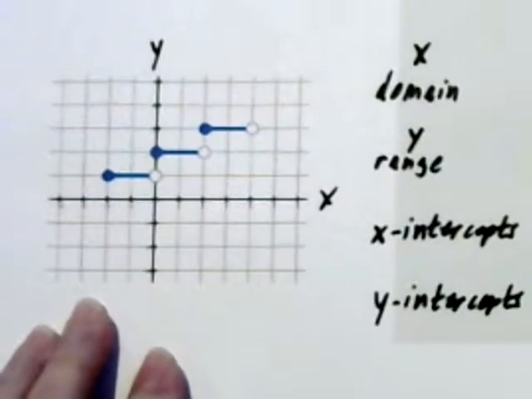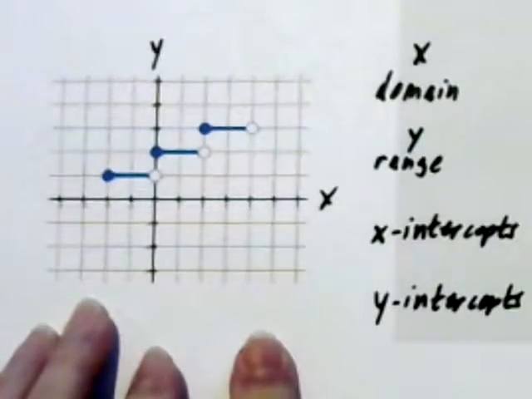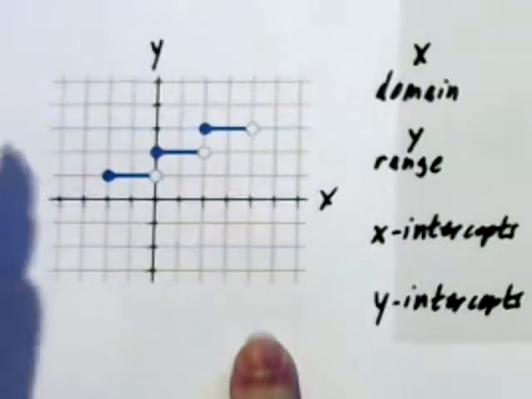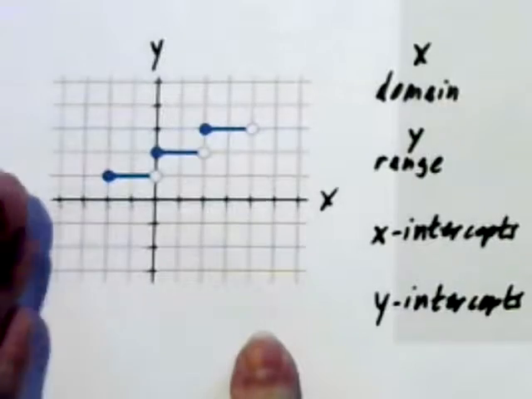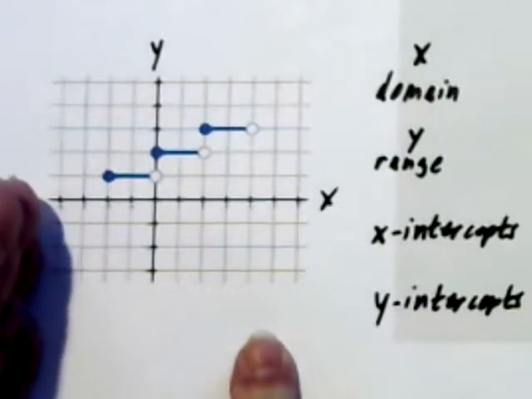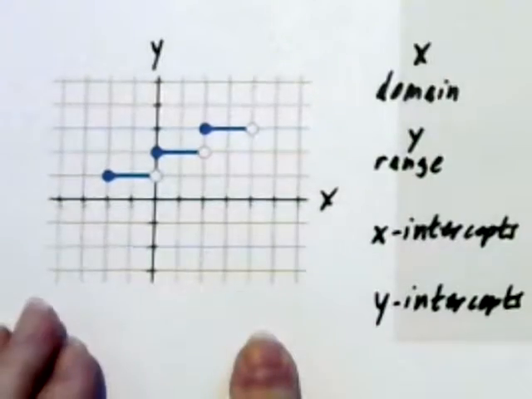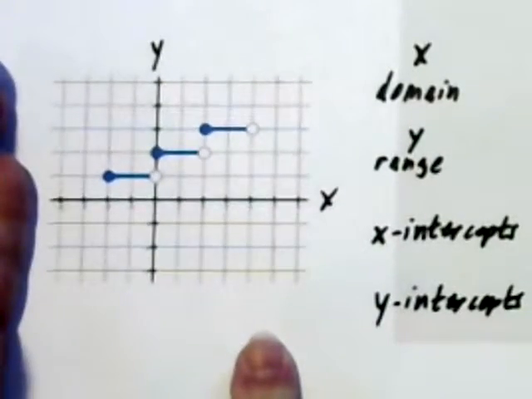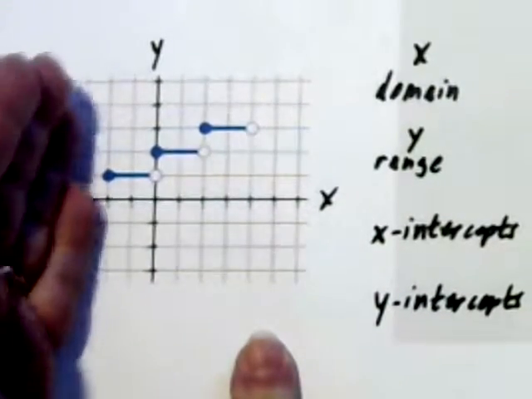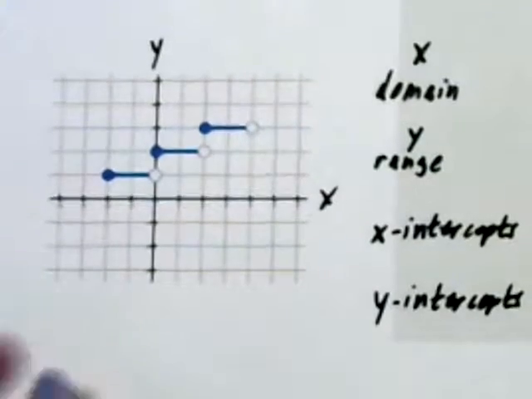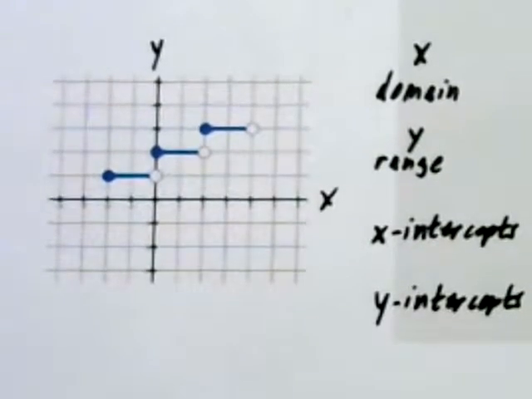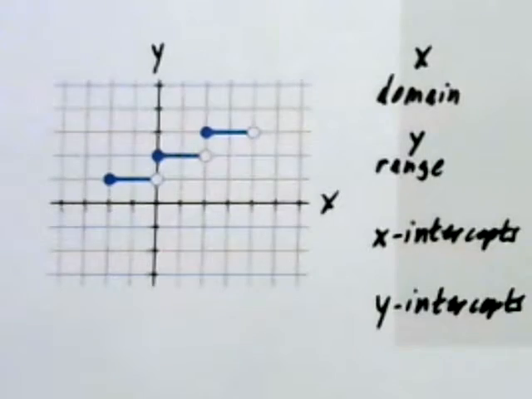Taking a look at domain first, we always want to look at what's going on as we move from left to right on our graph. What's our smallest value of x, if there is such a thing, and what's our largest value of x? So as we start in negative x territory and we move along our graph, we see that the first x value that we encounter is this point here.